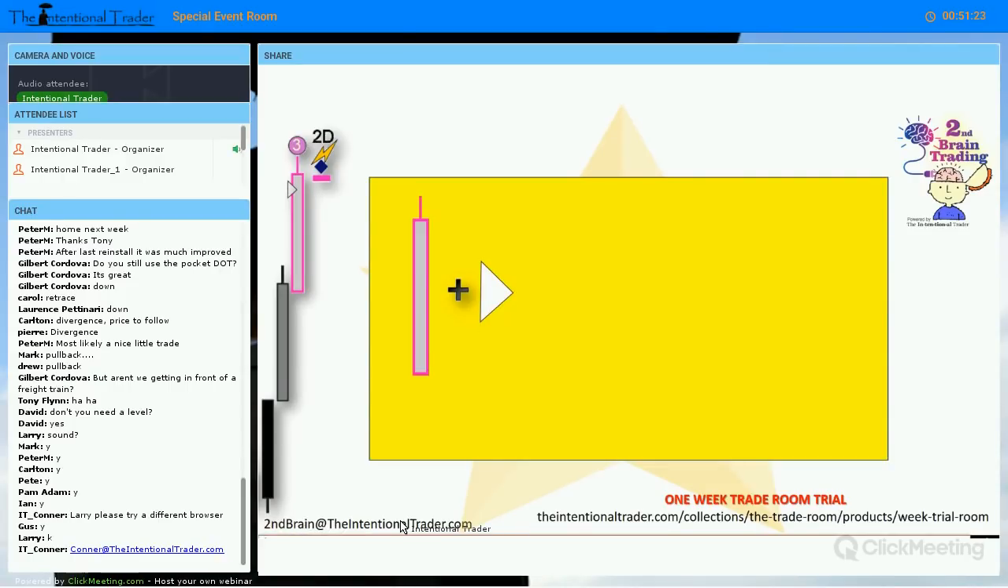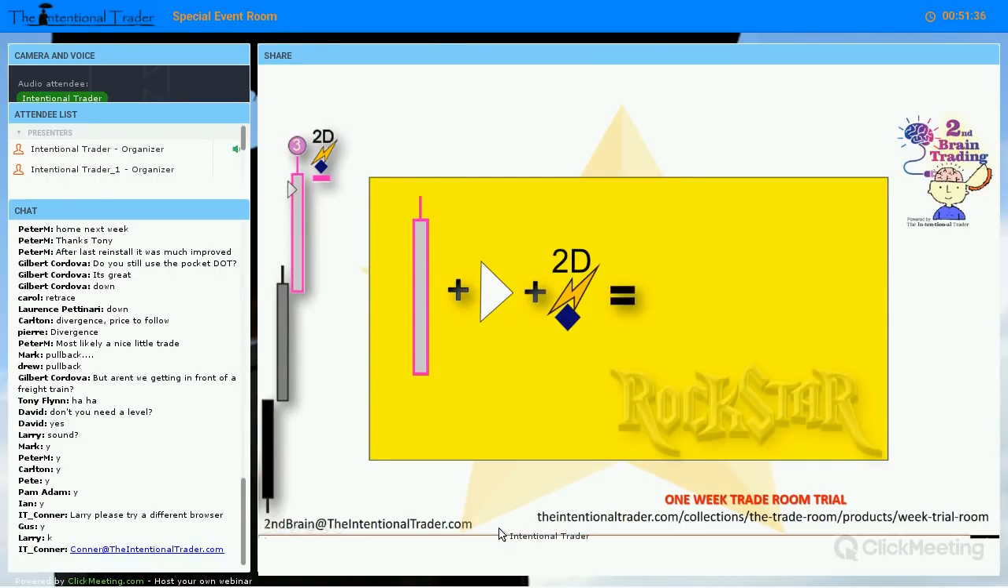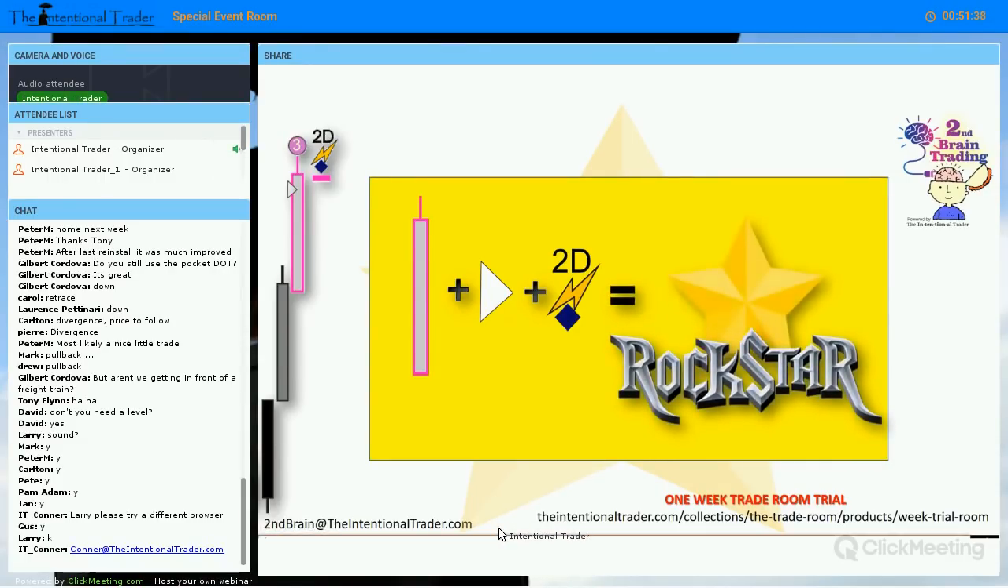Plus, we have our speed tick right here, okay? Plus, we have our divergence. You wrap all of that up into one indicator, and what do you got? You got the Rockstar.